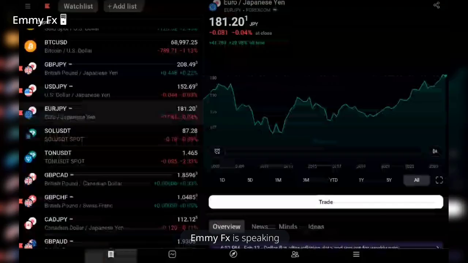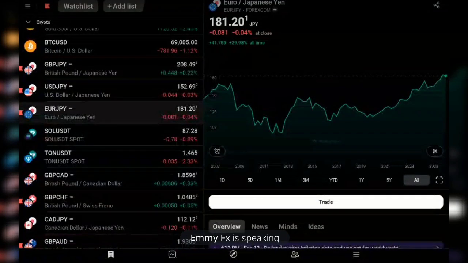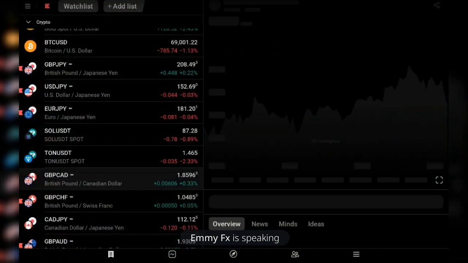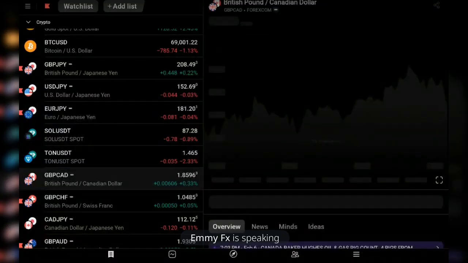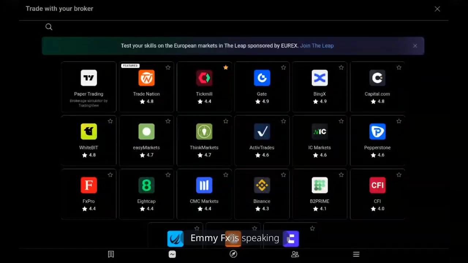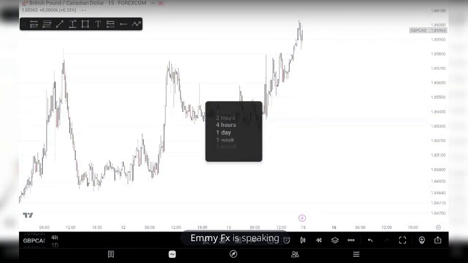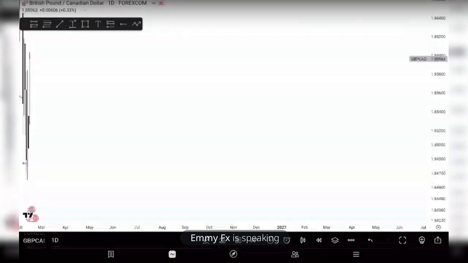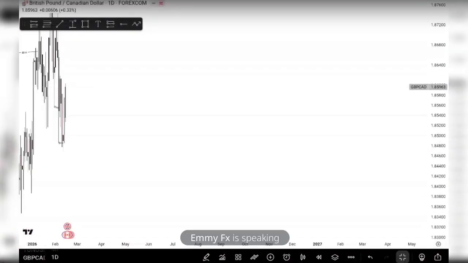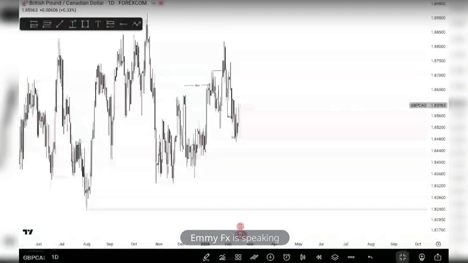So the third pair I'm going to analyze is going to be GBP CAD. Let me analyze GBP CAD because it's also very important. Let's move to the 1-day time frame. Let's understand what the market is saying at that spot.